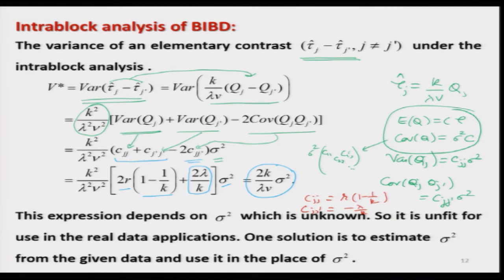But now you can see that this expression depends upon this sigma square, which is unknown to us. So, we cannot use this variance in the real data application. One simple solution is that we can obtain an estimate of this sigma square, and use it in the place of sigma square in this variance. Remember we are indicating this variance as V star, and V star indicates the intra block variance of the elementary contrast of treatment effects.